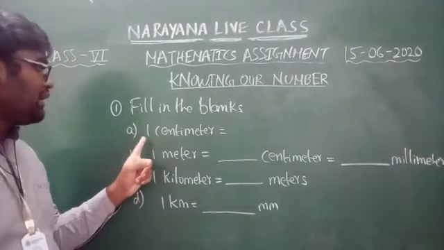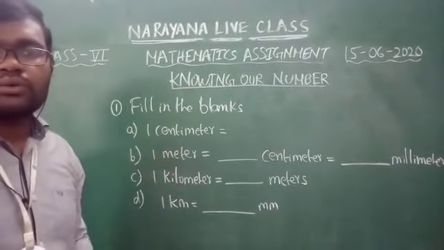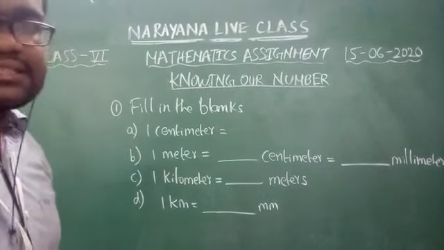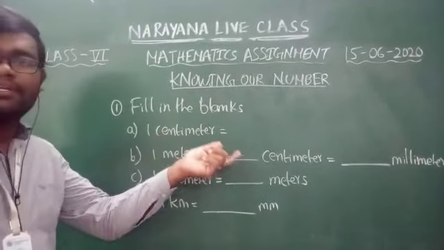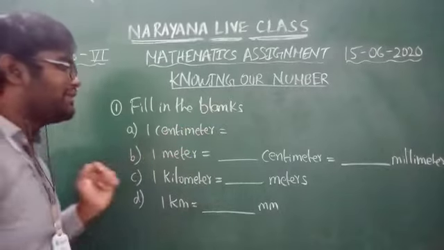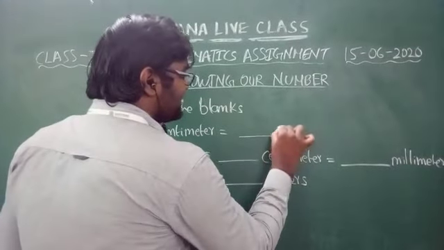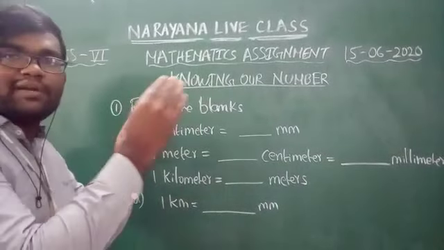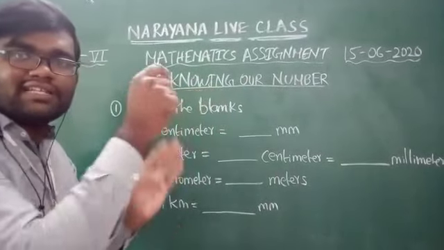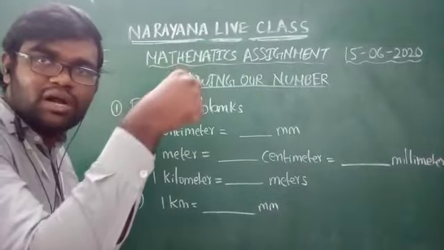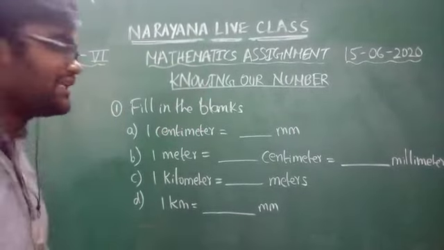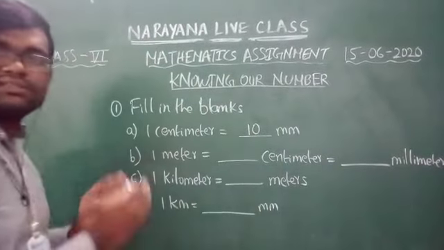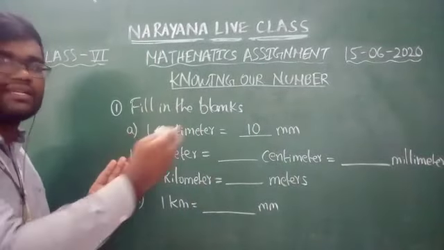We are seeing 1 centimeter is equal to dash in terms of millimeter. This is the larger unit. Now what is it in terms of millimeter? You all know in the scale 1 centimeter, 2 centimeter, 3 centimeter. In between centimeters, you have small divisions. The small divisions are called millimeters. So 1 centimeter is equal to 10 millimeters. Each centimeter's gap will have 10 divisions.